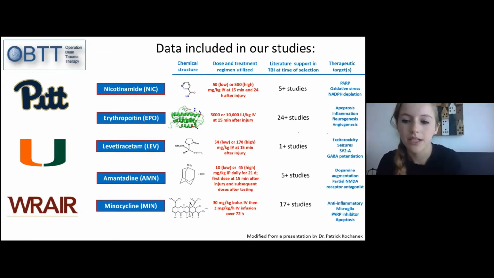analyzing in our studies. So we chose 5 treatments that covered a wide variety of therapeutic targets, and we tested the therapies that had 2 doses per pharmacotherapy, with the exception of minocycline, which only had 1.